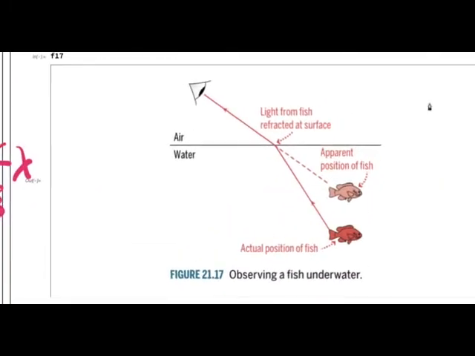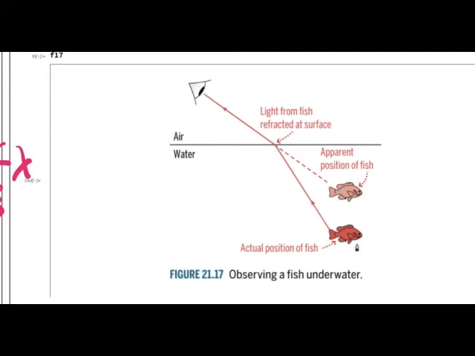Now a fish doesn't emit light, but it does reflect light. So there's light coming from the fish. Here's the fish. Light is reflecting from the fish. It's coming up and hitting the surface. It's bent away from the normal. So it's bent in this direction. And if your eye is there, you'll see the fish.